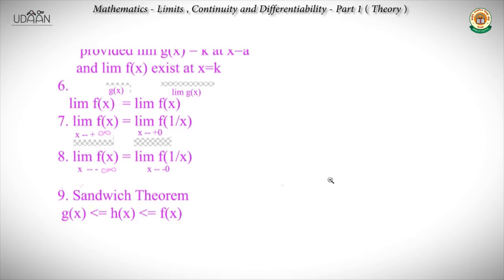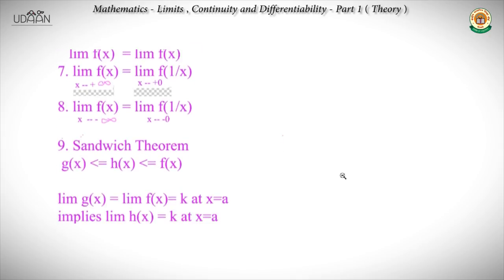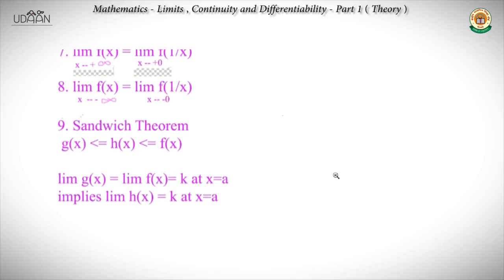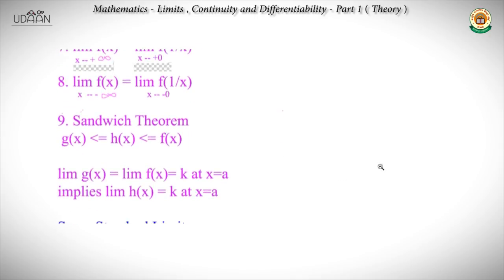And the seventh one states that limit x tends to plus infinity f(x) equals limit x tends to 0 plus f(1 by x). The eighth one states that limit x tends to minus infinity f(x) equals limit x tends to 0 minus f(1 by x).